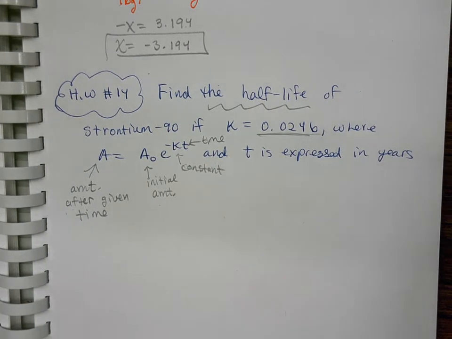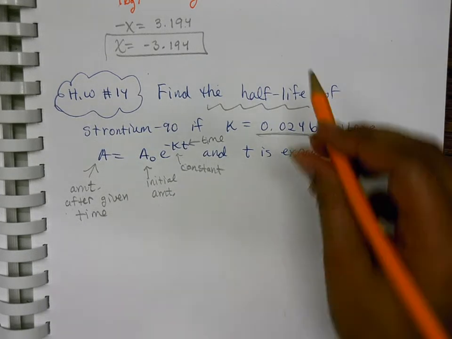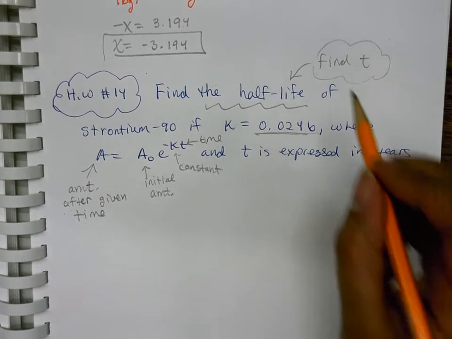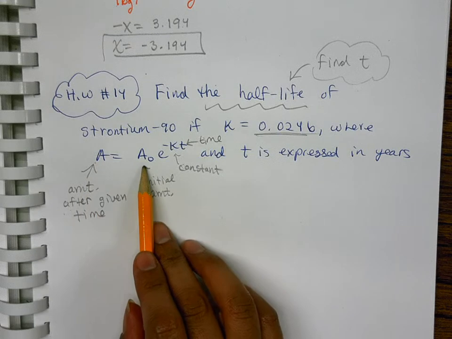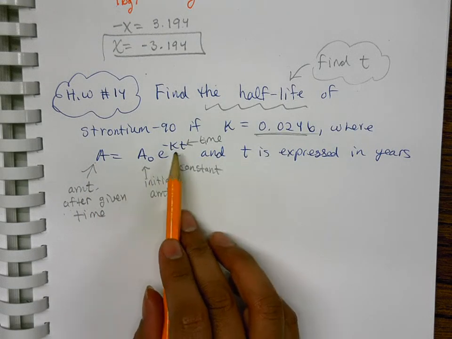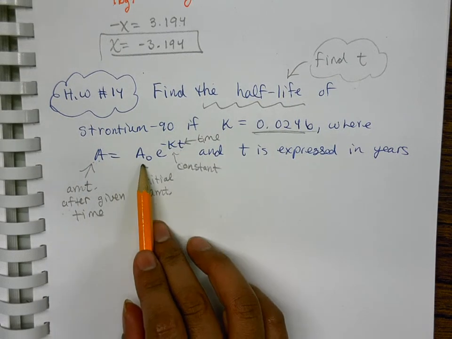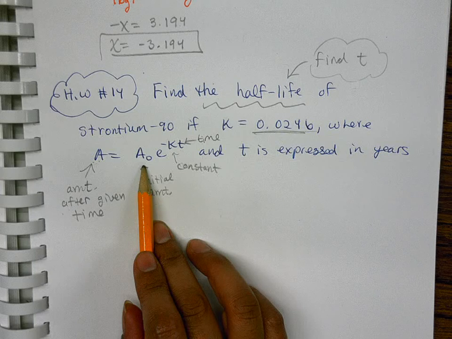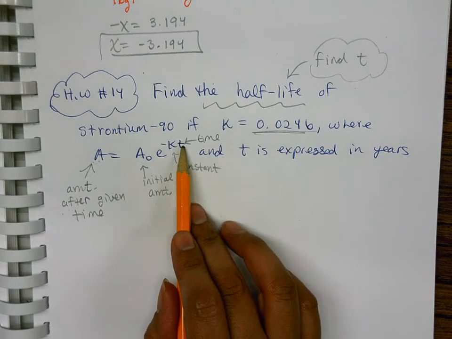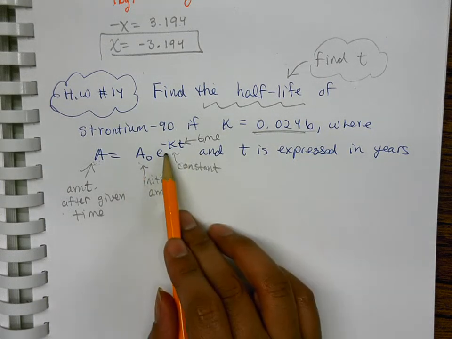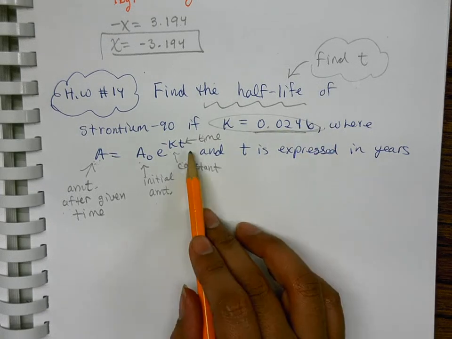All right. What did they give us? What are we looking for? What did they not give us? Okay, find the half-life. That means we're looking for T. We're trying to find the amount of time it takes for us to end up with half of the amount we started with. Did they give us K?